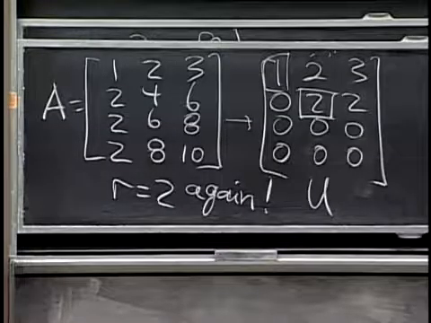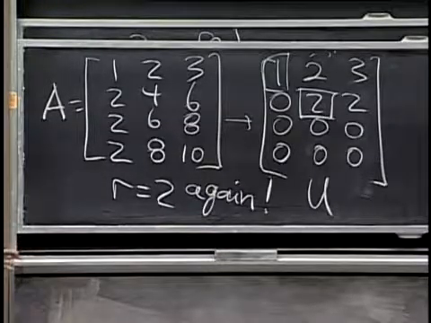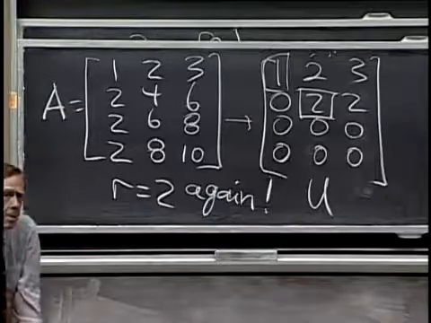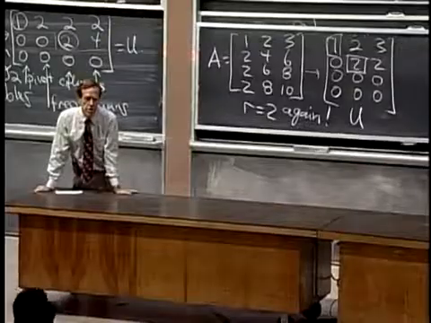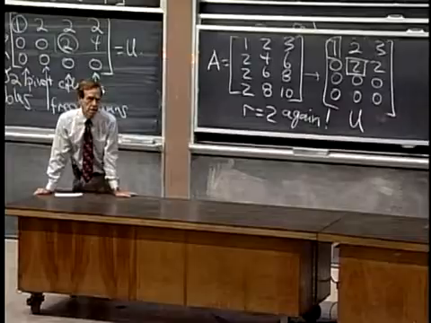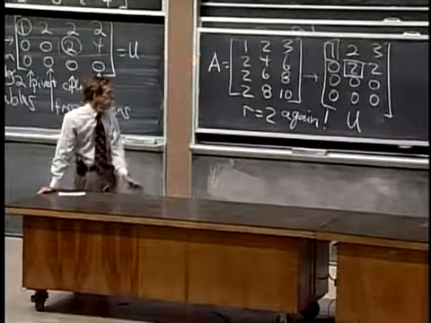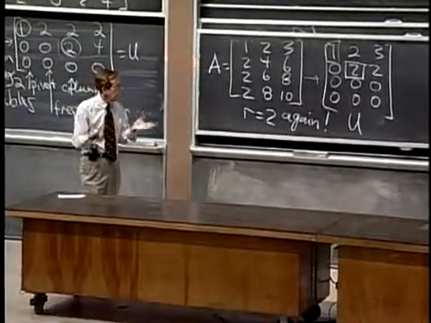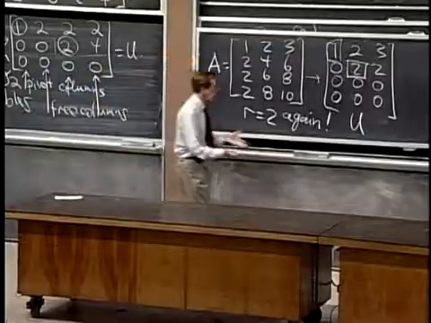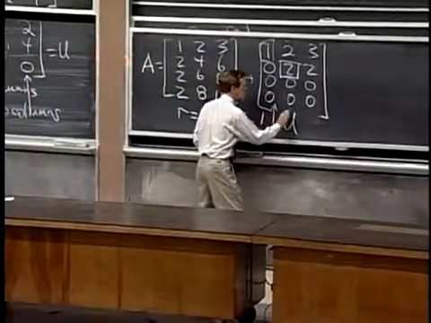What about the null space? How many special solutions are there this time? How many special solutions for this matrix? Which are the free variables and which are the pivot variables? I've got 2 pivot columns.